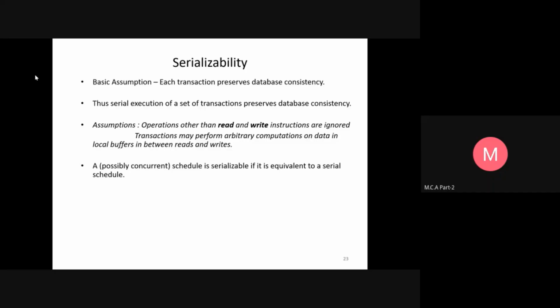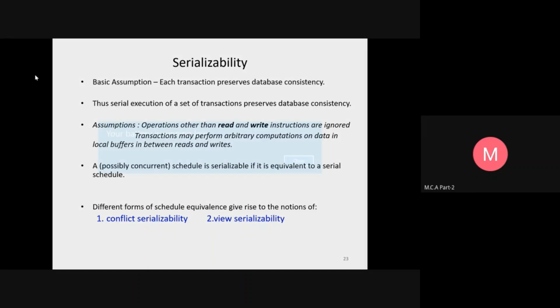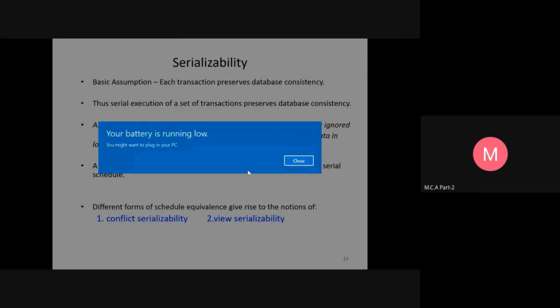A possibly concurrent schedule is serializable if it is equivalent to a serial schedule. There are various forms in which we can look at equivalence of schedules, but what we will focus on today is conflict serializability. And once we've understood conflict serializability, we will look at view serializability.